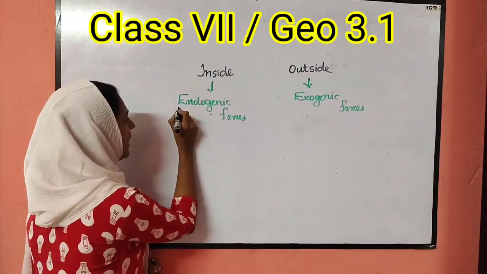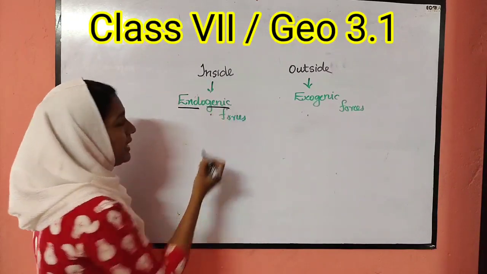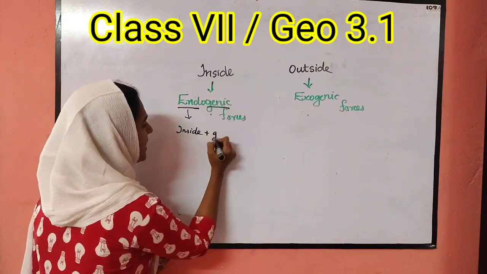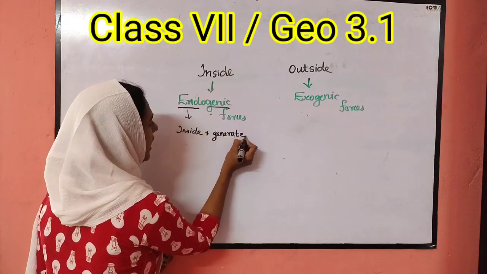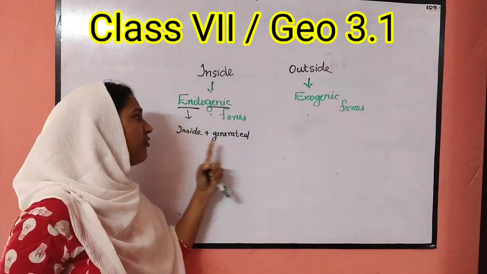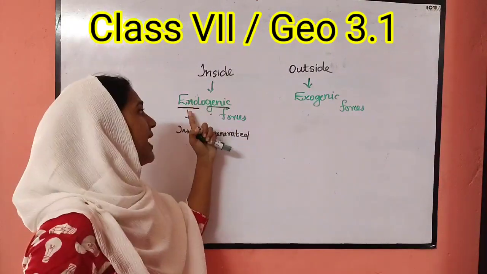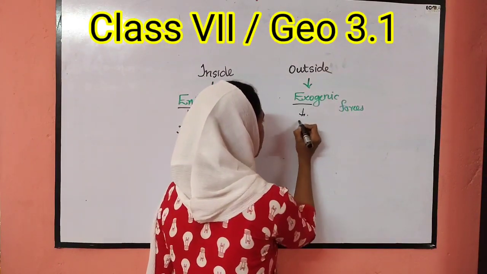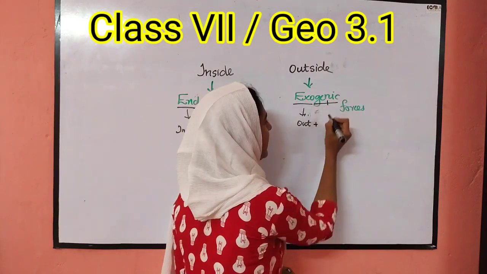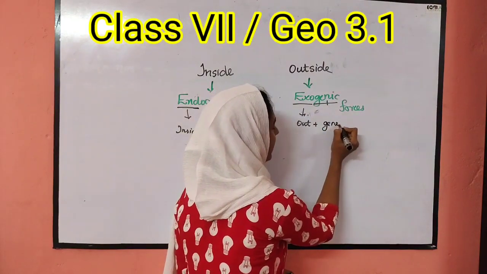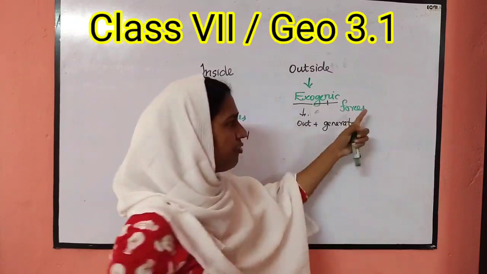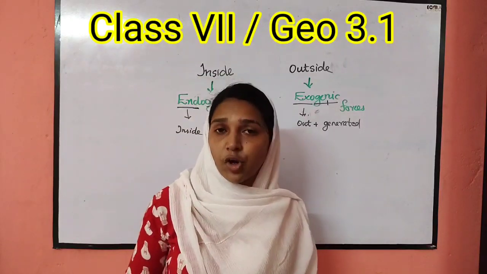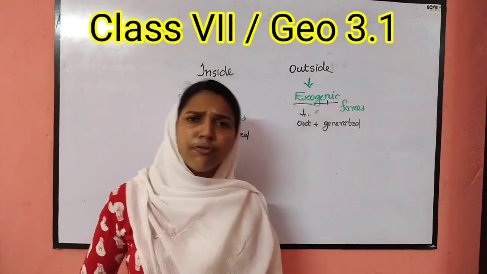Look at these words, students. Endogenic. Endo means inside and genic means generated. So the forces generated from inside of the earth are known as endogenic forces. And in this word, exo means outside and genic means generated. So, the forces generated from the outside of the earth are known as exogenic forces.